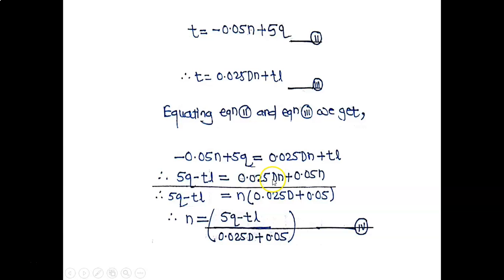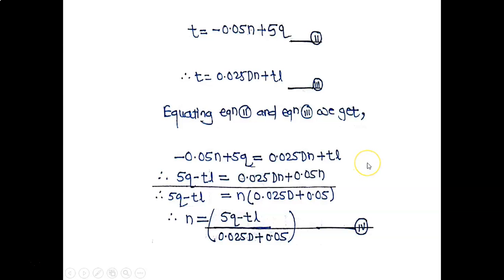Now taking N common from this right hand side, 5Q minus TL is equal to N into bracket 0.25 D plus 0.05. Therefore N is equal to 5Q minus TL divided by 0.25 D plus 0.05, equation 4. Now this equation 4 we will obtain in terms of the equation x divided by y is equal to k divided by 1 plus tau D. Then we will find out the value of k, that is system gain, and tau means time constant.